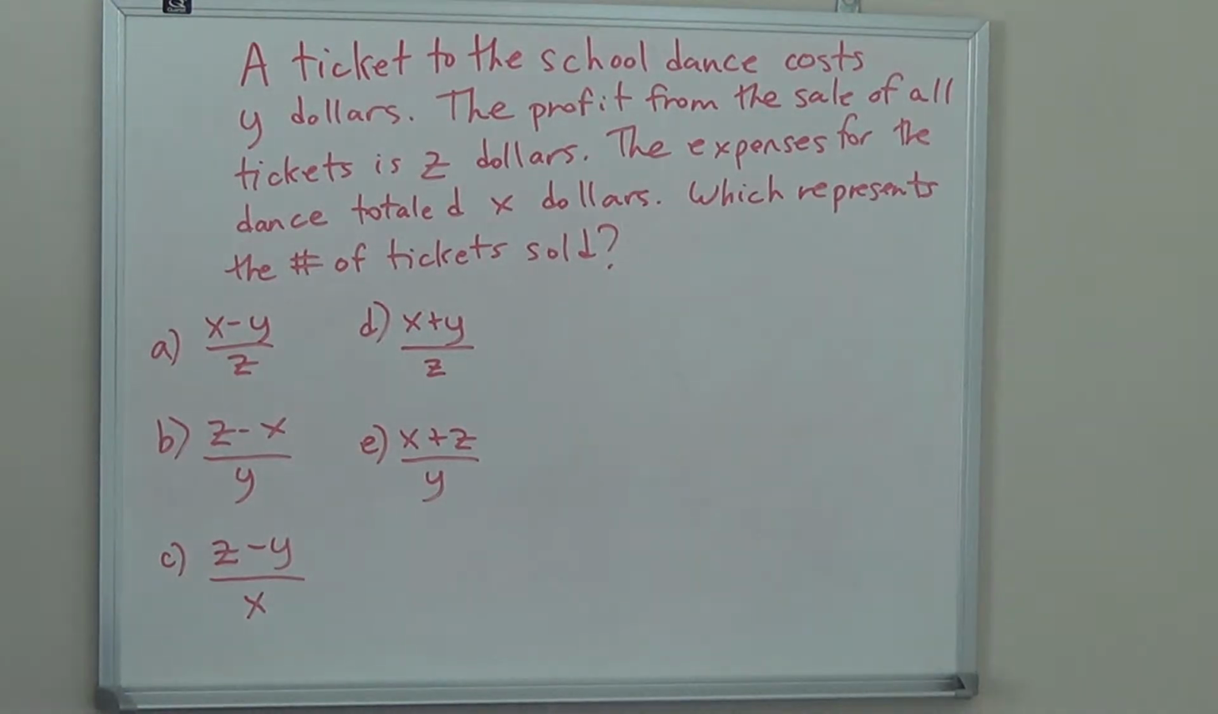So we're going to start out with a kind of problem that gives a lot of people problems here. It's a word problem with a lot of variables in it. So let's see what it says. A ticket to the school dance costs Y dollars, and the profit from the sale of all the tickets is Z dollars. The expenses for the dance totaled X dollars. And from that, we're supposed to figure out which of the following expressions represents the number of tickets sold.